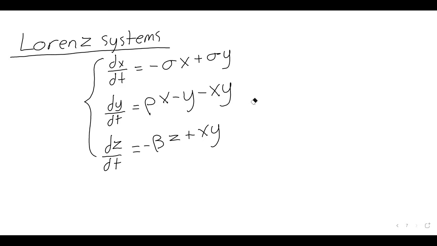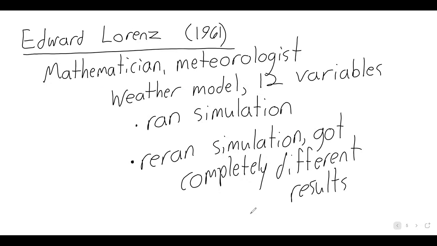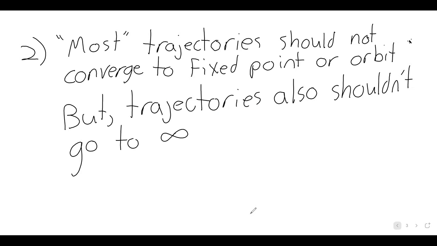But of course, those were two-dimensional systems, all of them. None of them could be that complicated. What happens in the Lorenz system as time passes? I've claimed that this system is chaotic. So trajectories shouldn't be approaching fixed points, they shouldn't be approaching orbits around fixed points, and they shouldn't be going to infinity.